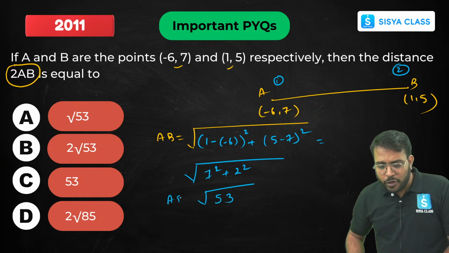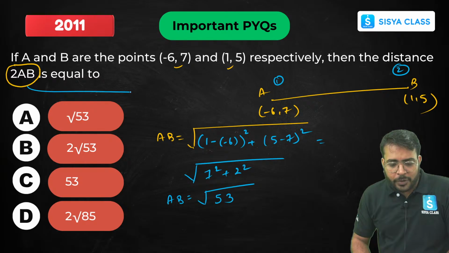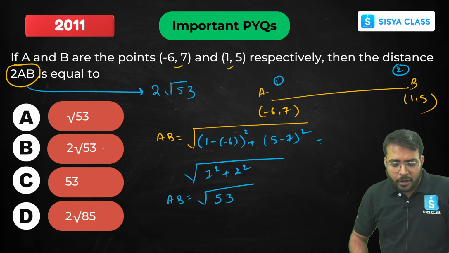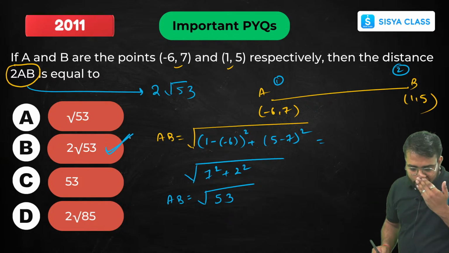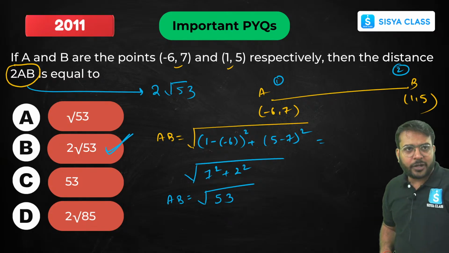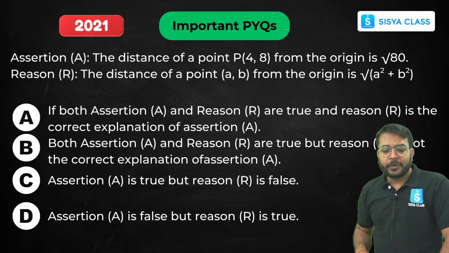So AB is going to be root 53, so what is going to be 2AB? 2AB is going to be 2 times root 53, that means option B is going to be your correct answer. Understood my point? Yes, very good, okay, all right.